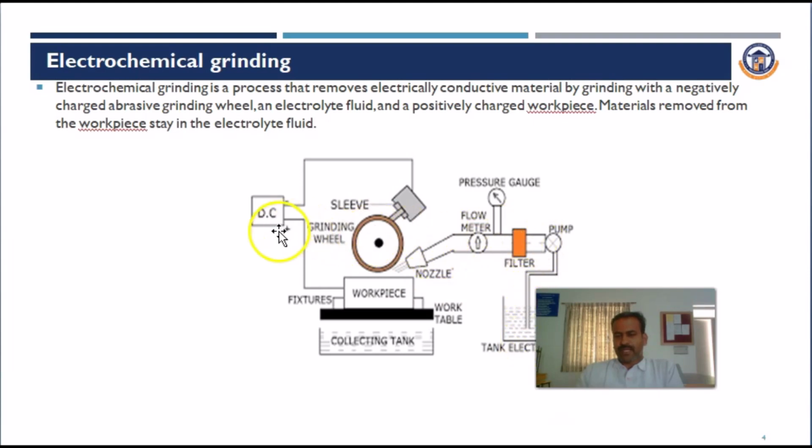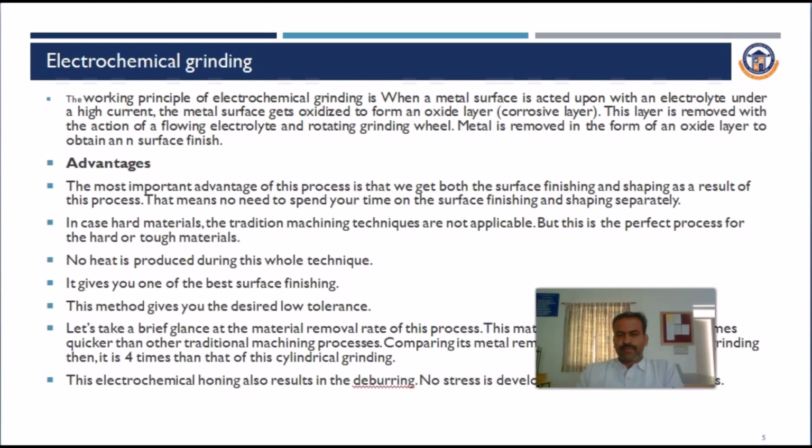Once the electric supply is energized, the negative terminal is connected to the grinding wheel and the positive terminal is connected to the workpiece. In between we maintain a 2 to 3 mm gap, and at this gap we supply the electrolyte. Due to the erosion, the grinding wheel moves over the surface of the workpiece and the material is removed. This is electrochemical grinding.